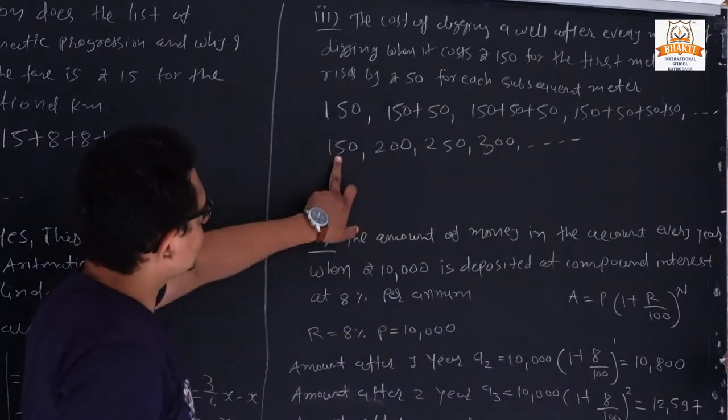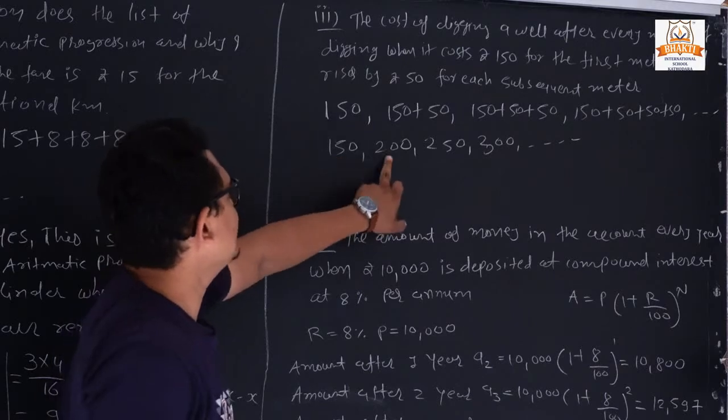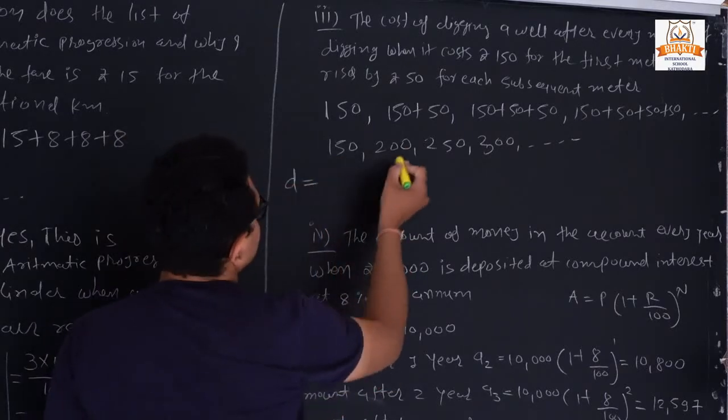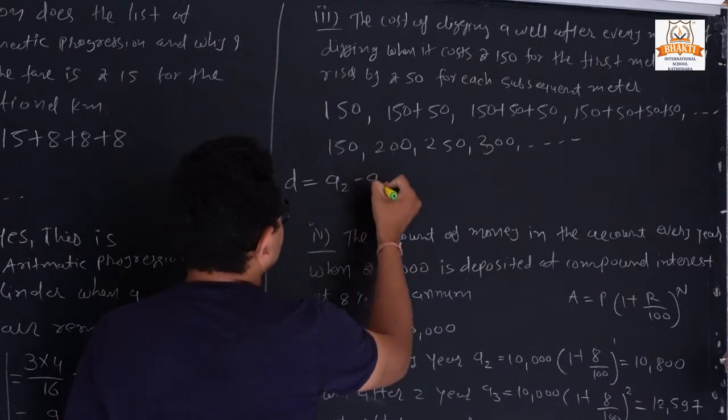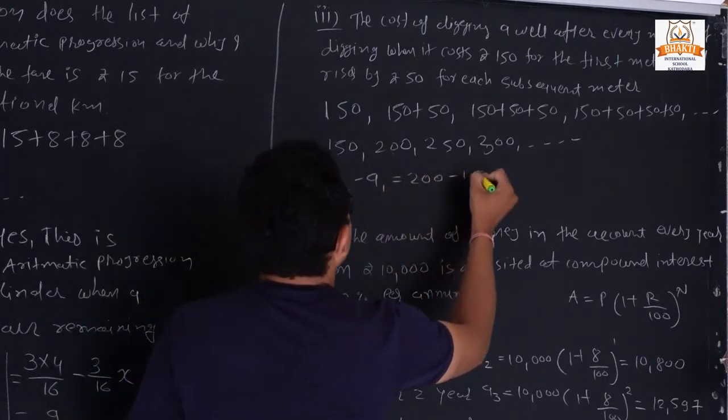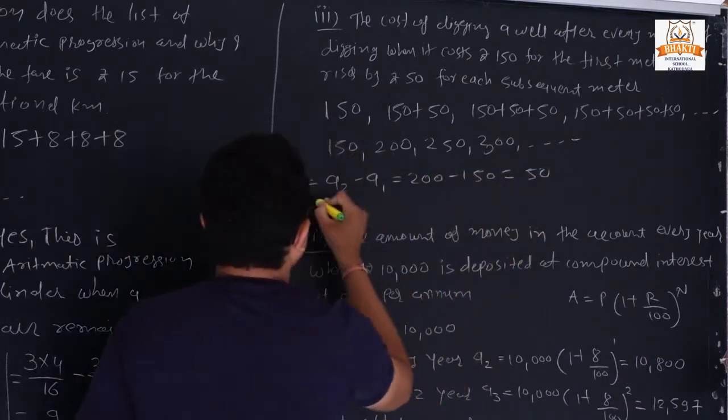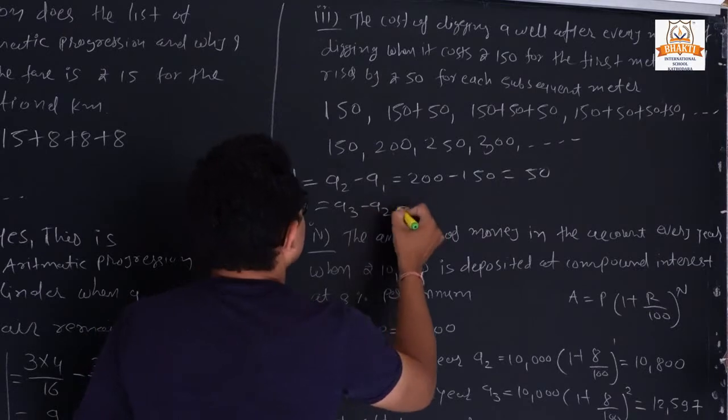So what is our series? First term 150, second 200. So now find the difference. Difference means second term minus first term. So 200 minus 150. So the answer is 50. You can also find the difference like that.